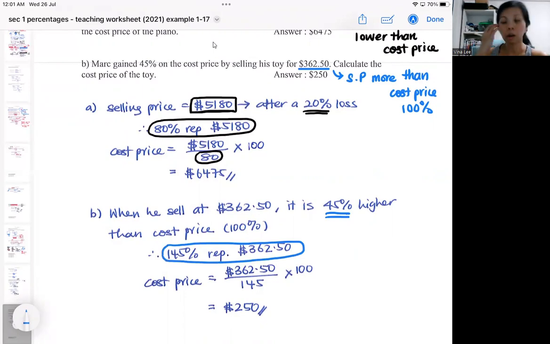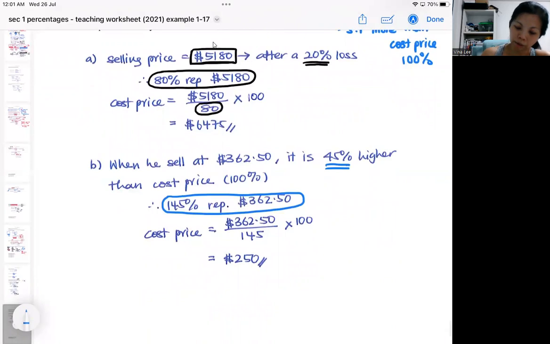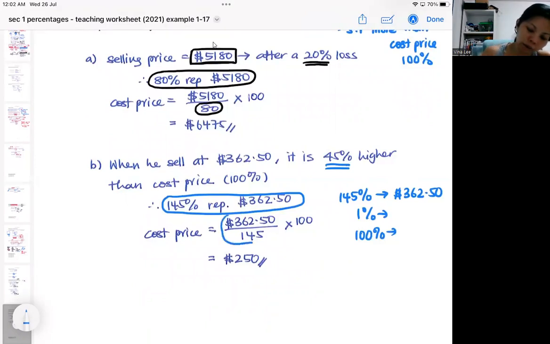I'm interested in the cost price, so I'm interested to find 100%. Again, you can do some primary school thinking. 145% represents 362.5. You need to find your 1% before you find your 100%. So I do my usual step. To get my 1%, I use 362.5 divided by 145. That will be the amount that's represented by the 1%. And then I multiply by 100. So the cost price is 250.